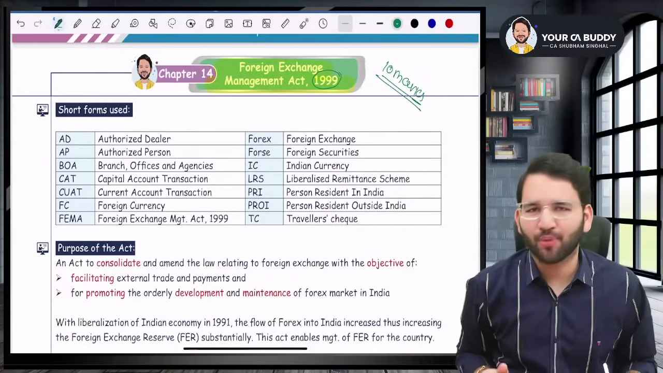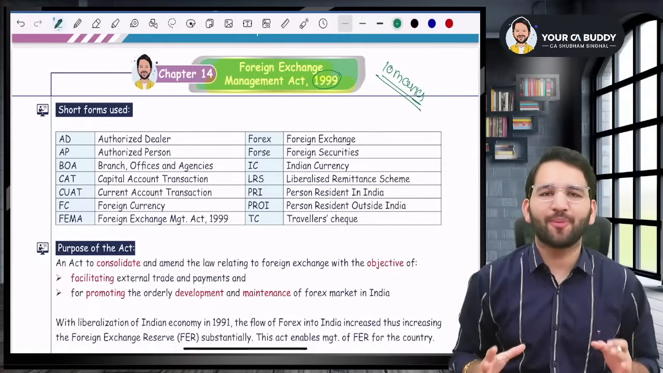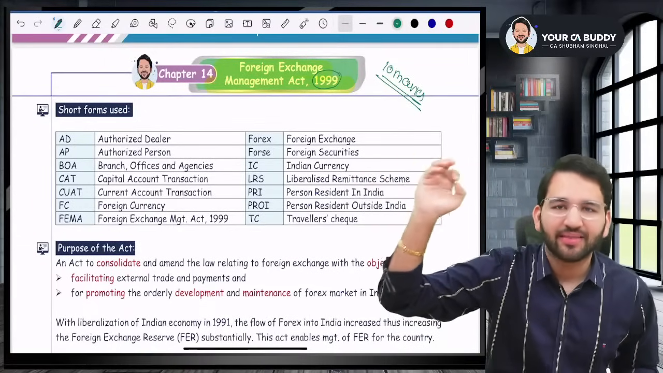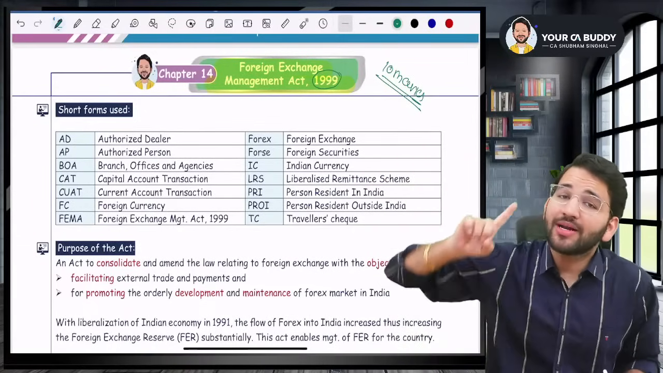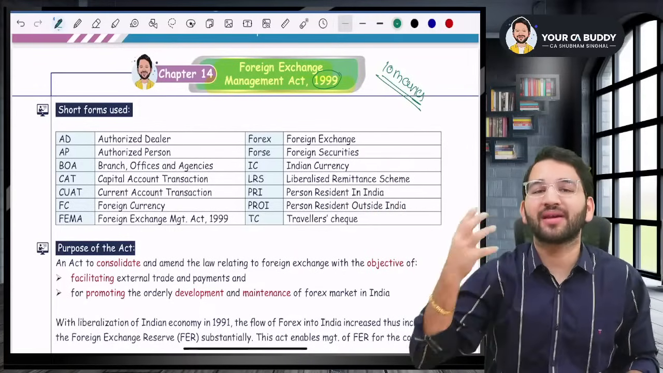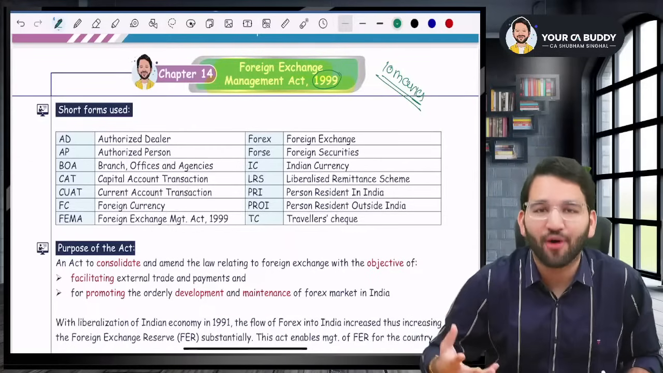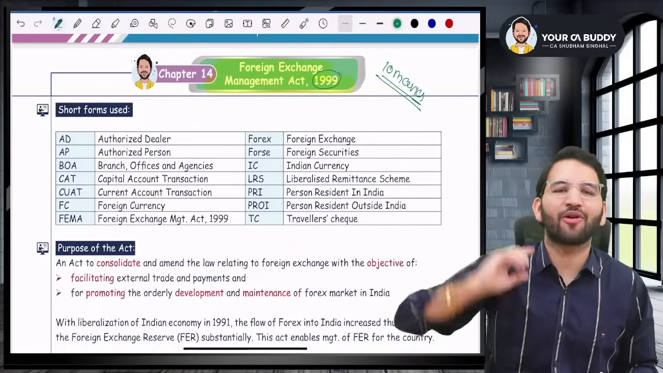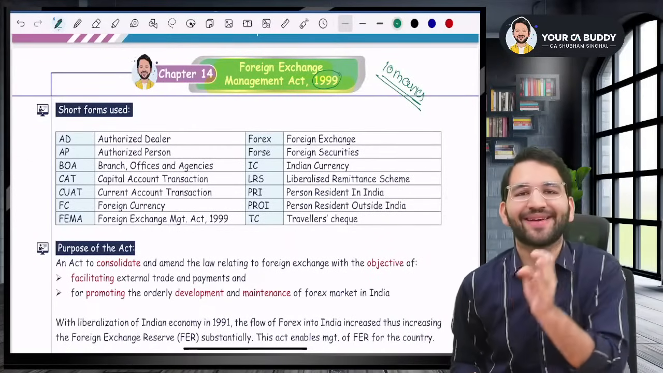Why was the FEMA Act brought into picture? FEMA Act was brought into picture because back in 1991 there was an economic crisis. Our then finance minister Manmohan Singh decided that we need to do some major reforms, and based on those reforms, they brought the Foreign Exchange Management Act in 1999.